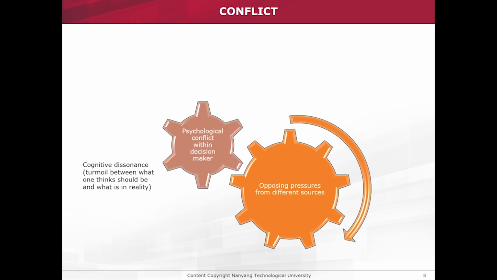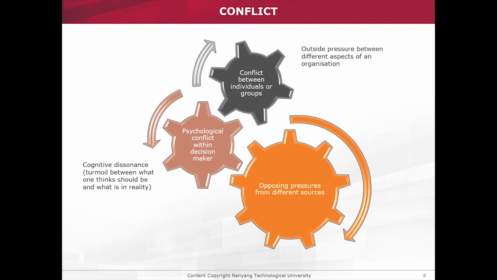Internal conflict refers to a manager's own cognitive dissonance, the turmoil between what one thinks should be and what is in reality. Or perhaps we could term it as a psychological conflict within the decision maker. For example, the need to hire an employee from a pool of individuals who are potentially over or underqualified. At times, managers may have to terminate employees they personally wish to keep within the organization.